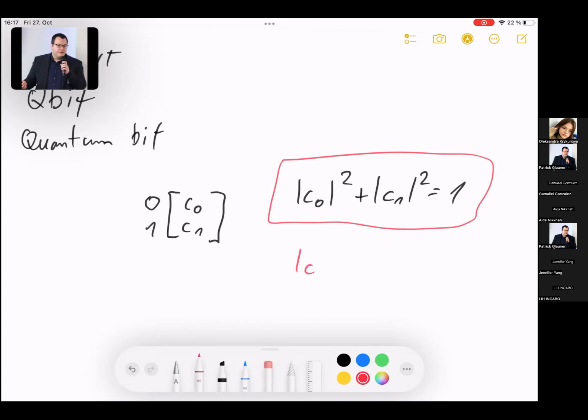And our C0 modulus squared, what does that one mean? This is to be interpreted as the probability that after measuring the qubit, it will be found in our basis state, and the basis state would be the 0 ket. Whereas the C1 modulus squared would mean that's the probability after measuring this qubit that it's found in the 1 ket. And 0 ket and 1 ket are classic states, classic 0 or 1.